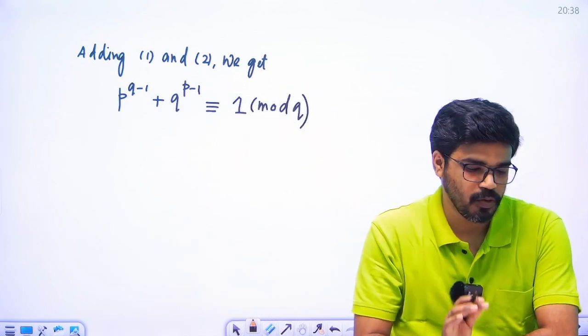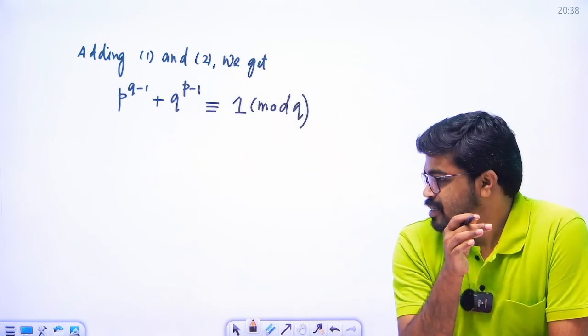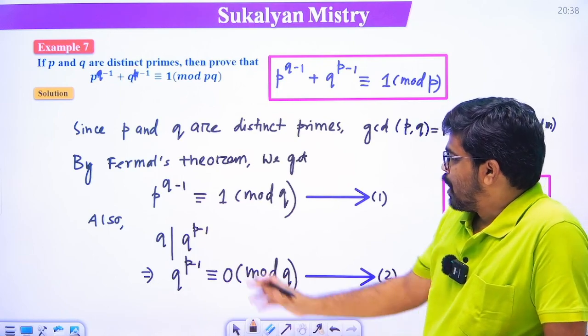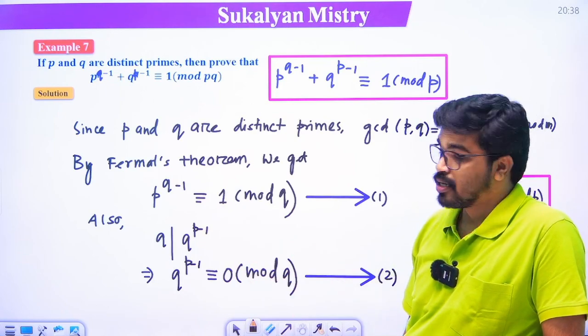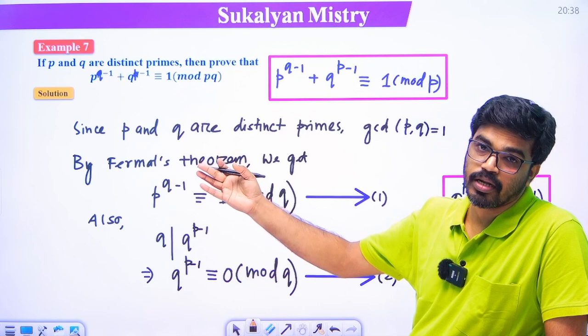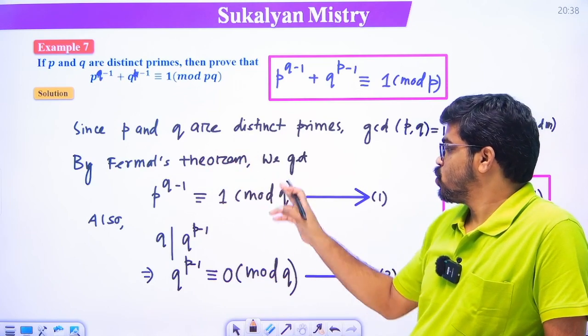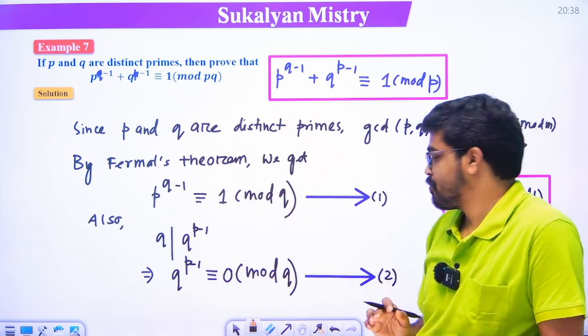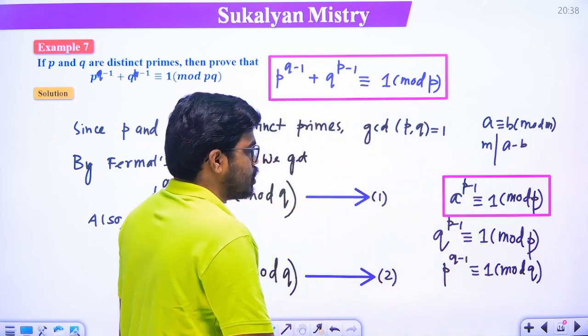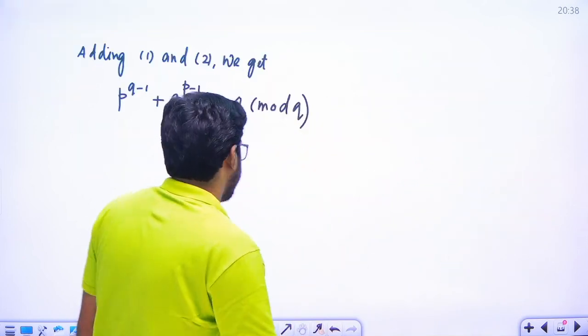Again, by Fermat's theorem, what you can write is q to the power p minus 1 is congruent to 1 modulo p, right?